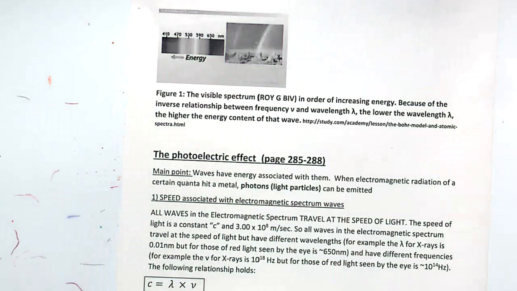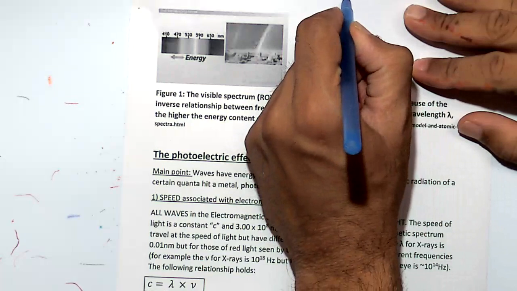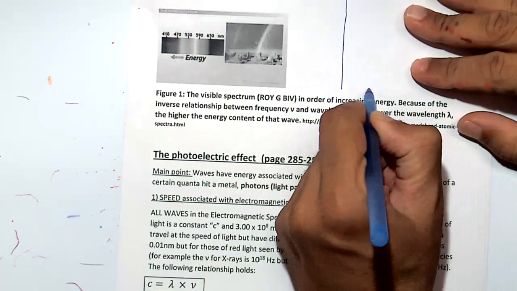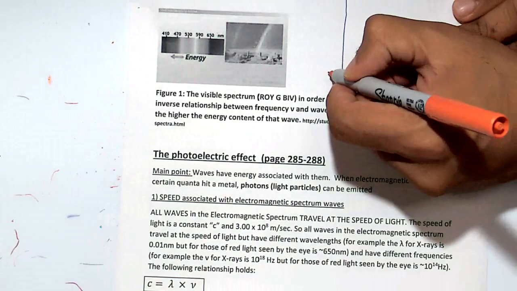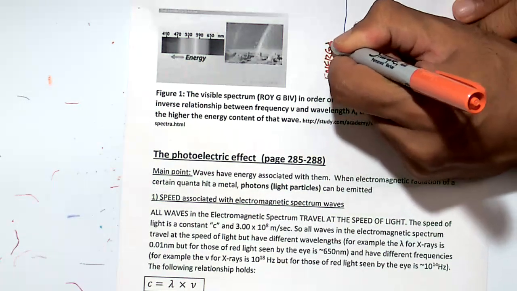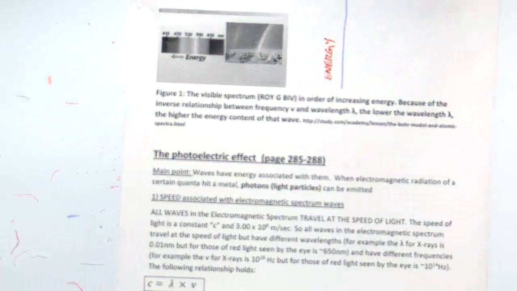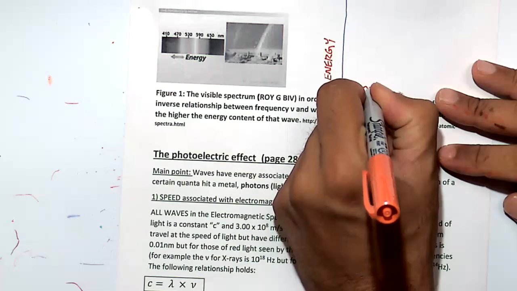So our atoms, I'm talking about an individual atom, have energy levels. So if I'm going to put energy on the y-axis, we'll have energy levels. We'll have energy level 1.